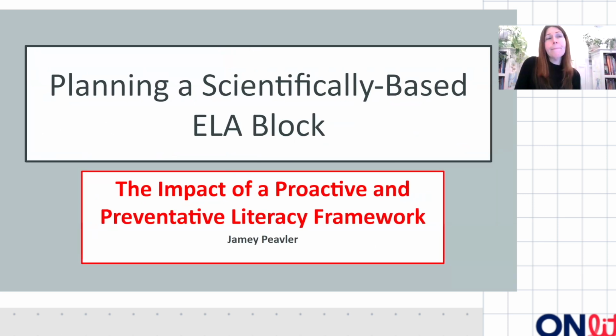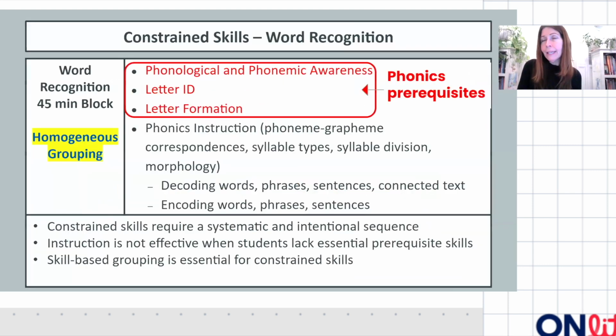So as we kind of wrap up this section, I thought it might be helpful if we consider cognitive load and constrained skills and unconstrained skills and kind of working around a proactive and preventative model of supporting kids. What could that look like in a literacy block? And you may have different time constraints and minute requirements than I have here, but what tends to work well in some settings is to take that word recognition block where students are really building a systematic sequential progression through phonics skills and skill-based group.